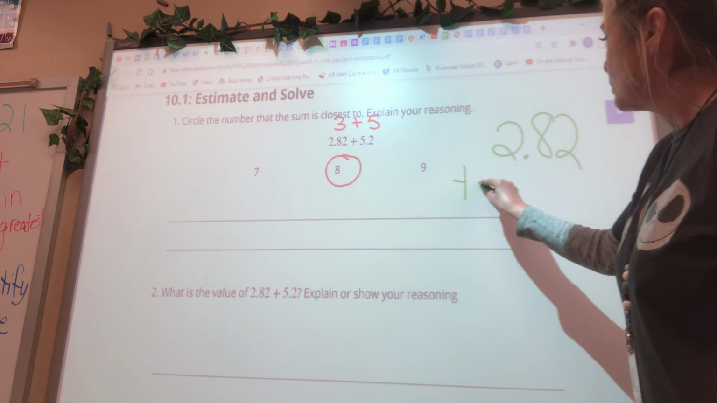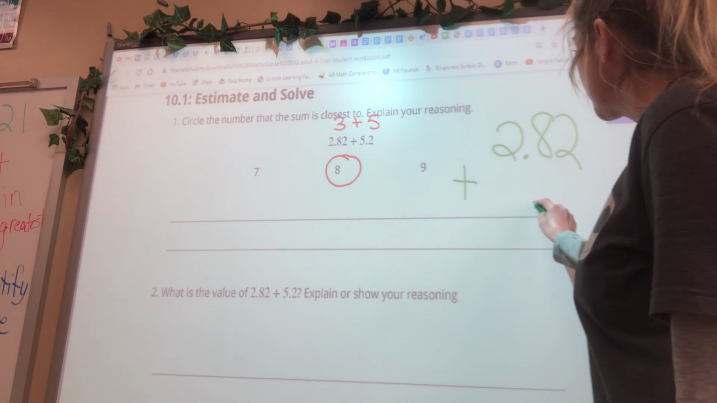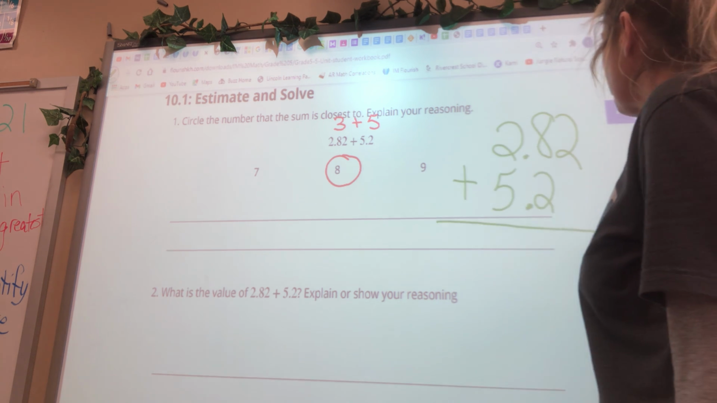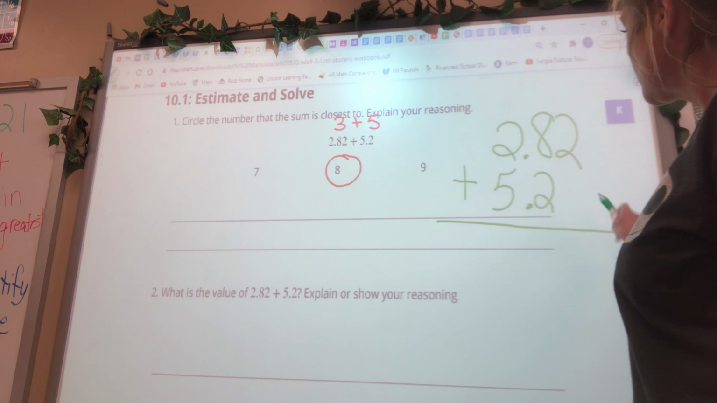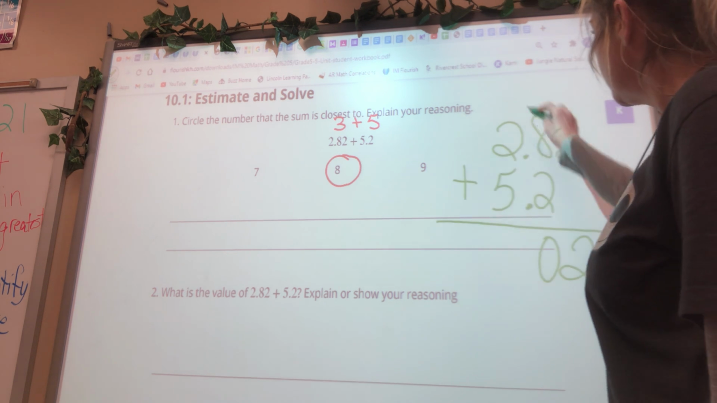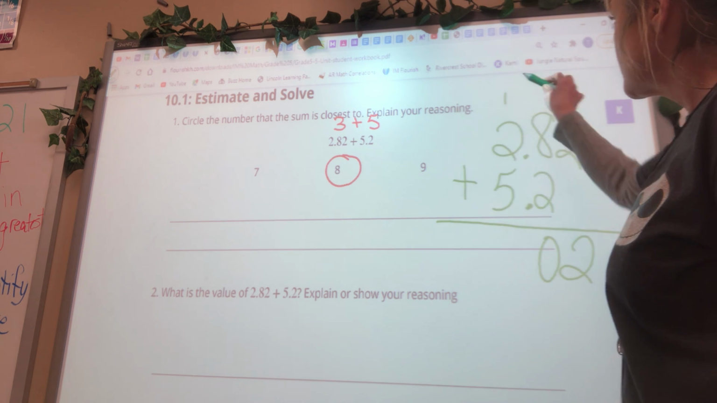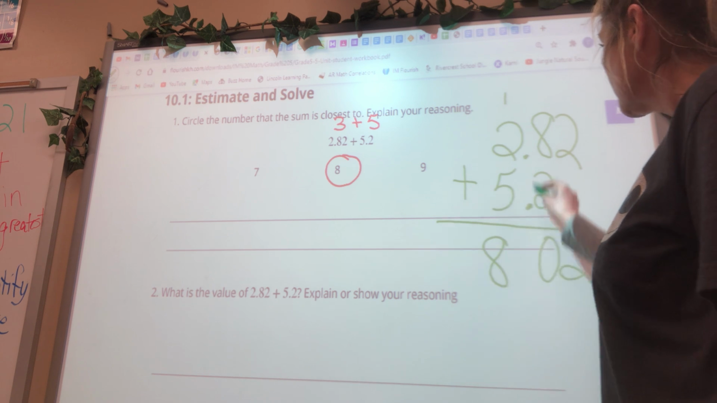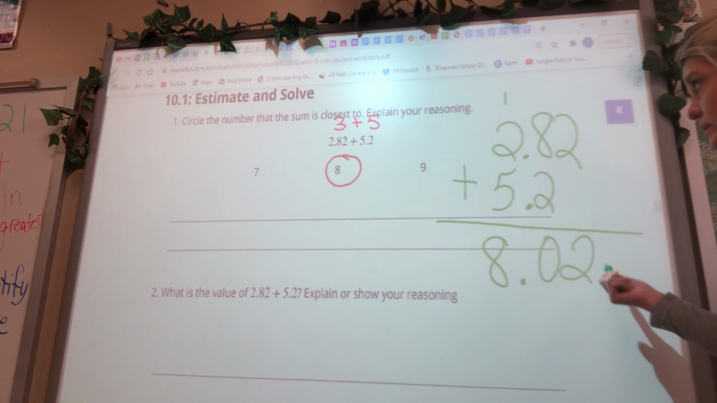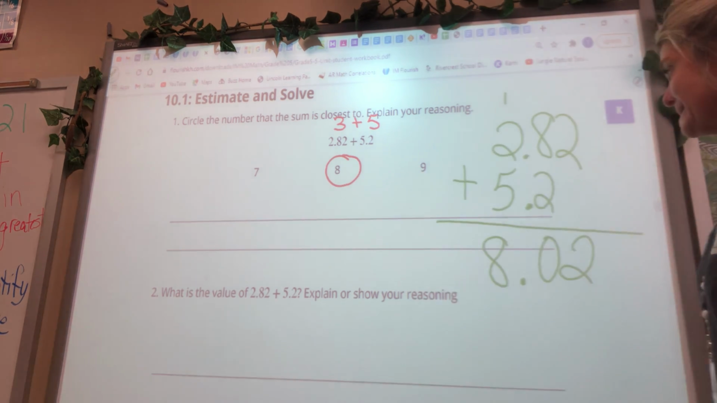So we would have 2.82 plus 5.2. And remember, you always line up that decimal point. So 5.2. And then I add. 2 plus nothing is 2. 8 plus 2 is 10. Carry the 1. 2 plus 5 is 7, plus the 1 that I carried is 8. And we drop that decimal point down. And I have 8.02. Well, I was right, wasn't I? It was closest to 8.